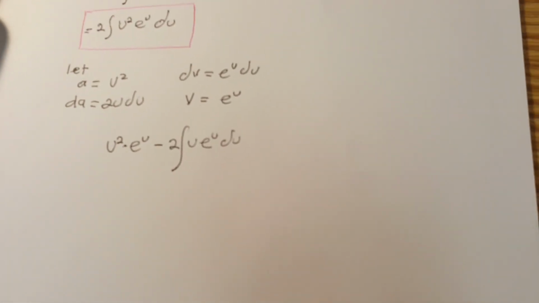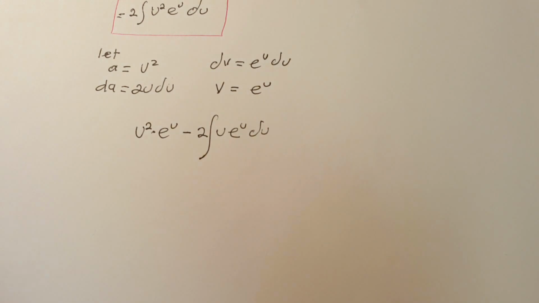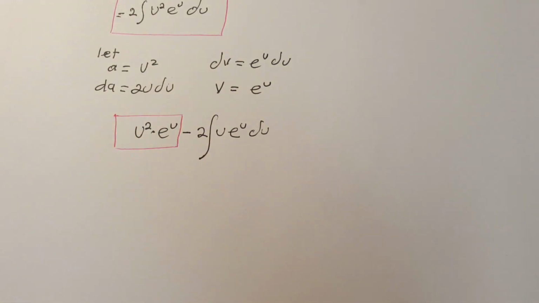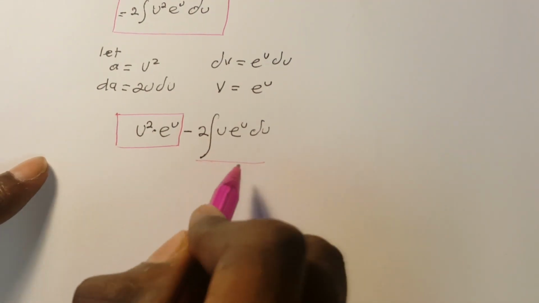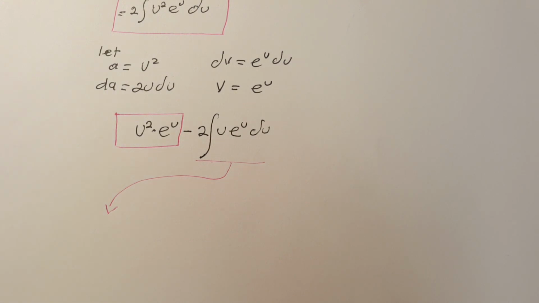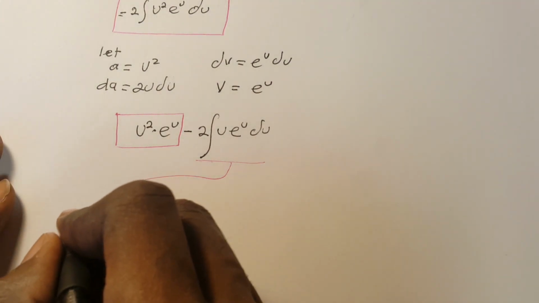So at this point, we are done with this part of the problem. We solved this part because it doesn't have an integral sign. So we are left with this part, and we're going to bring that one down here and deal with it. Now we're going to repeat the problem.